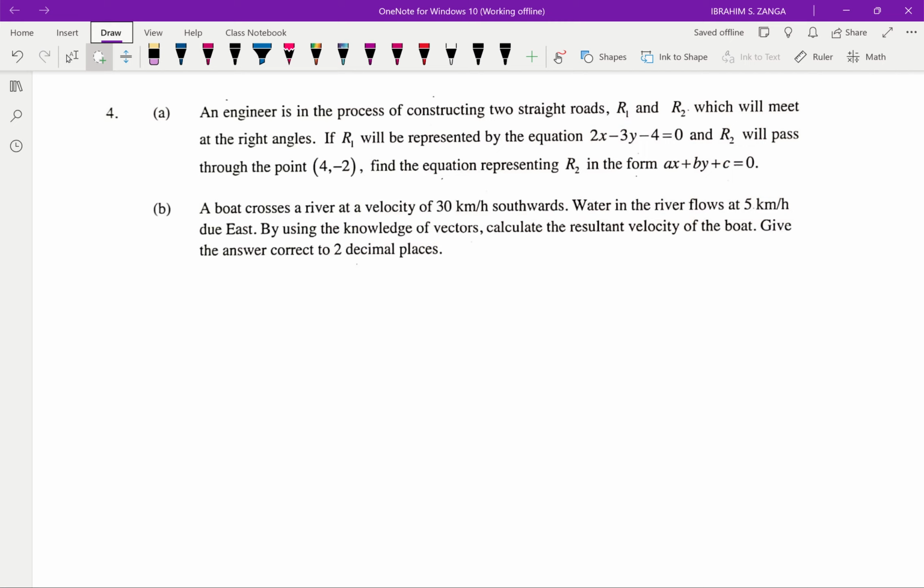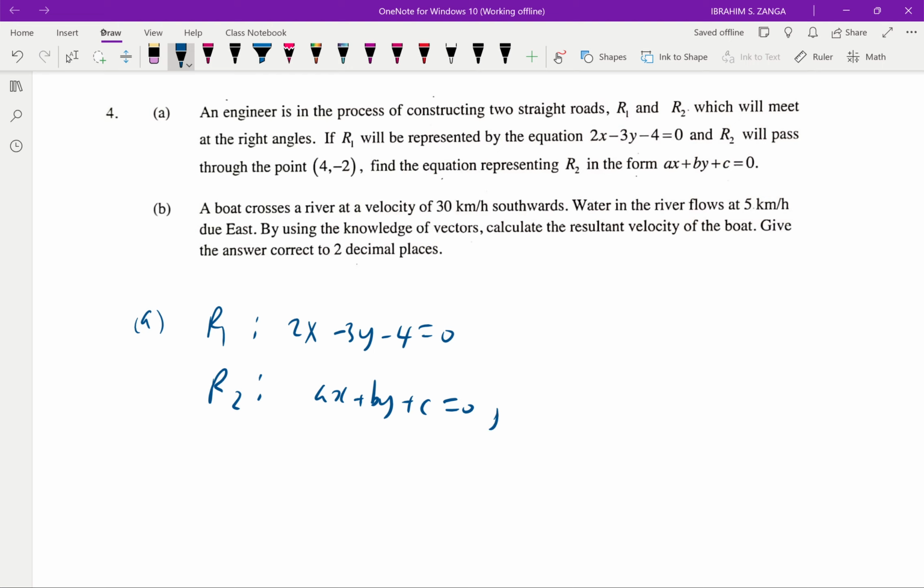So focusing on A first, dear students, we were given Road 1 with equation 2x minus 3y minus 4 equals 0. Road 2 will be ax plus by plus c equals 0, and also Road 2 passes through (4, -2), and we know that Road 1 is perpendicular to Road 2.